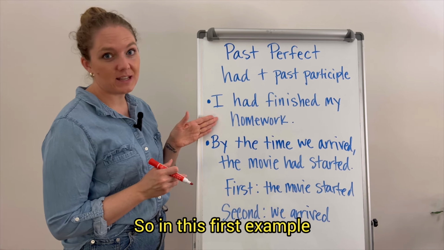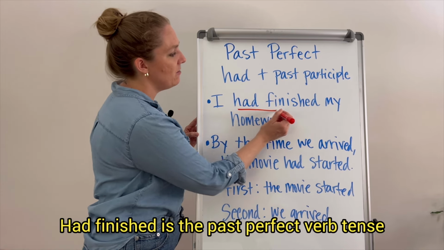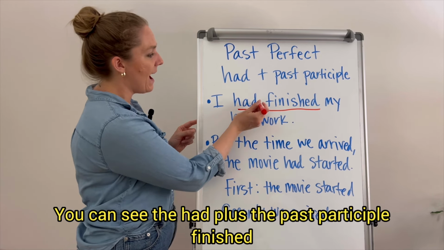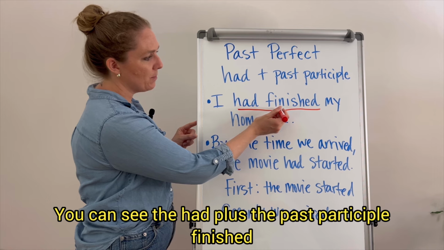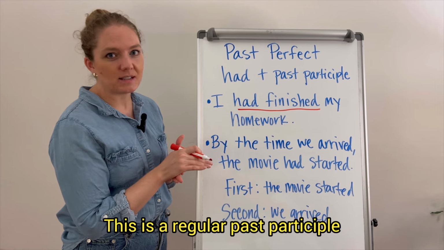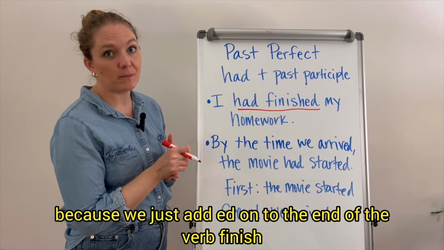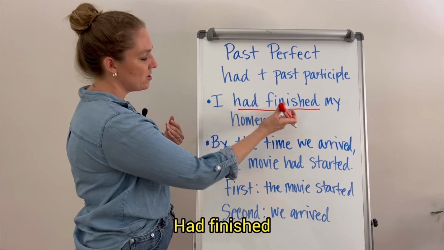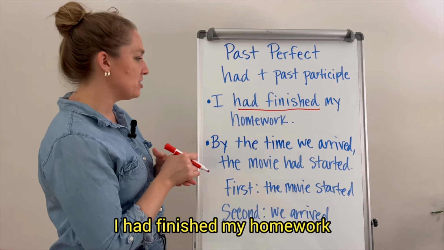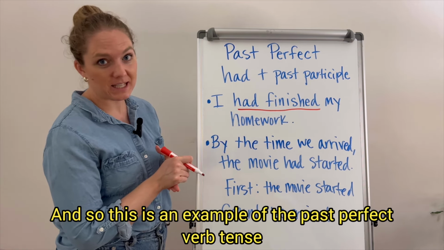So in this first example, I had finished my homework. Had finished is the past perfect verb tense. You can see the had plus the past participle finished. This is a regular past participle because we just add ed onto the end of the verb finish. I had finished my homework. And so this is an example of the past perfect verb tense.